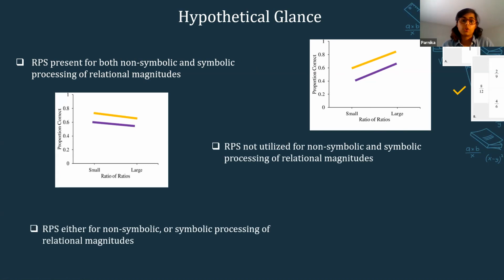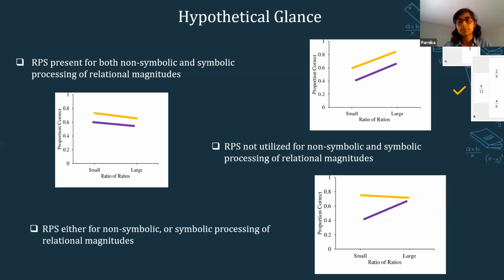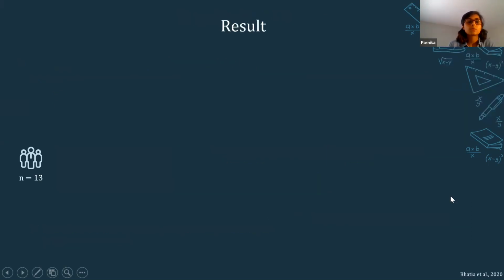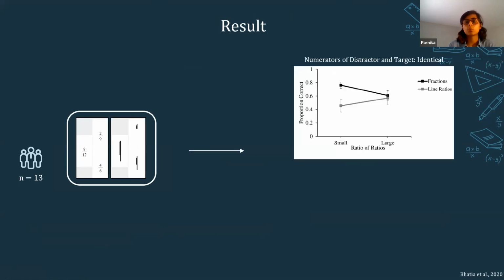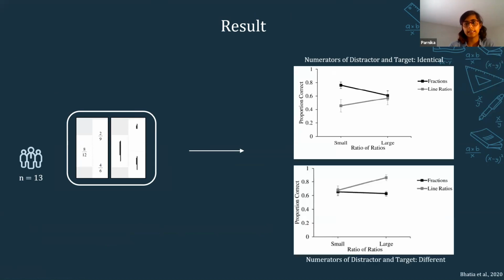And if the RPS is present for non-symbolic but not for symbolic processing, a similar graph to this would be observed where performance accuracy does depend on the ratio of ratio effect for non-symbolic line ratios, but not for symbolic fractions. And so 13 adults with developmental dyscalculia participated in this study. And what we found out was, irrespective of whether the numerator of the distractor and target was identical or different, we did find this ROR effect, or the ratio of ratio effect, for line ratios, where individuals were able to perform better on large ratio of ratios as compared to the small, and this was not observed for symbolic fractions.